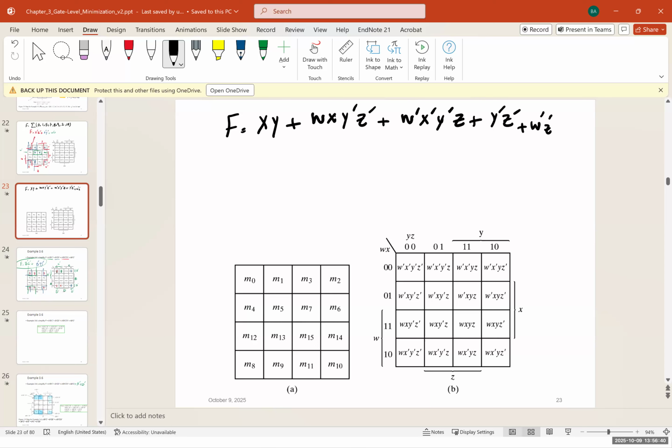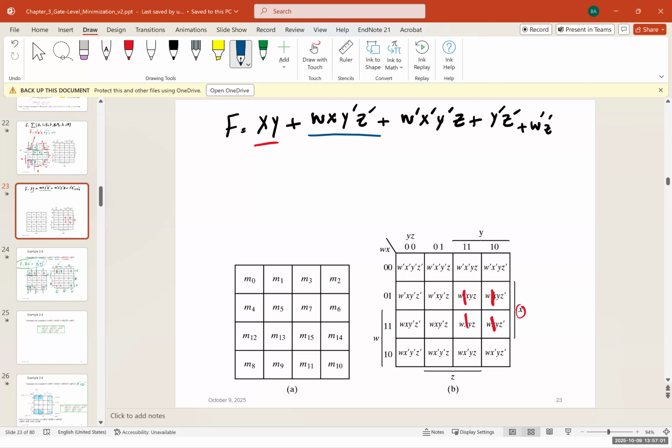Okay. Let's map the function first. So xy, it's going to be part of x and part of y. So it's going to be these four. And because it's two variables, you're going to have four ones in the system, or four min terms.